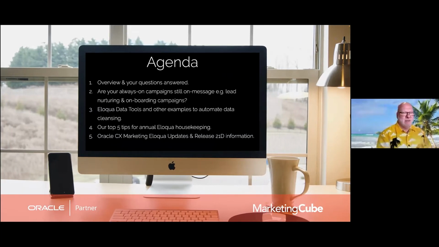Let's jump in. So the agenda for today: there were a couple of questions that were submitted during registration, so I'll walk you through those. And always on campaigns, especially as we in the Southern Hemisphere head into our summer break, are there some campaigns that we need to have a think about in relation to the messaging and SLAs and those sorts of things that we may want to slightly modify or pause or do other things to? So we'll have a look at that. We'll also look at some data tools and some other examples of ways to help you automate some cleansing of data. We'll present our top 5 tips, which will actually be a combination of points 2 and 3 as well. And then we'll have a look at the release information for 21D.